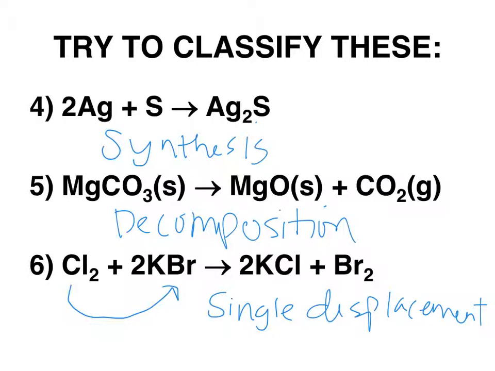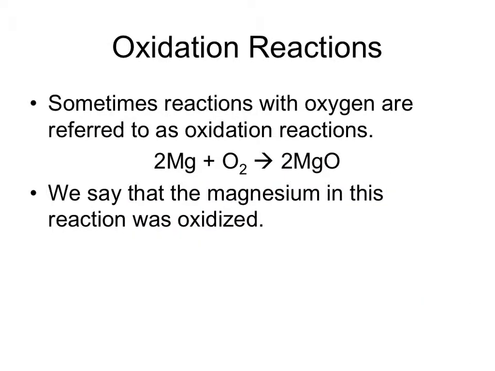Okay. Alright, the last kind of reactions is really more a different way of talking about some of the other reactions we've already seen. So oxidation and reduction reactions. They're a group combined together. And they get their name from the fact that these were first discovered and talked about in regards to oxygen. So sometimes when you have a reaction with oxygen, we call them an oxidation reaction. That's where the name comes from.